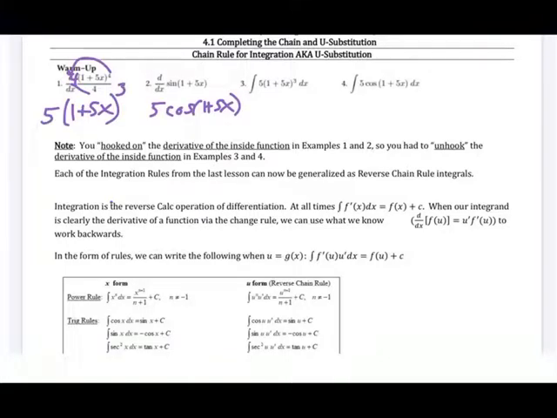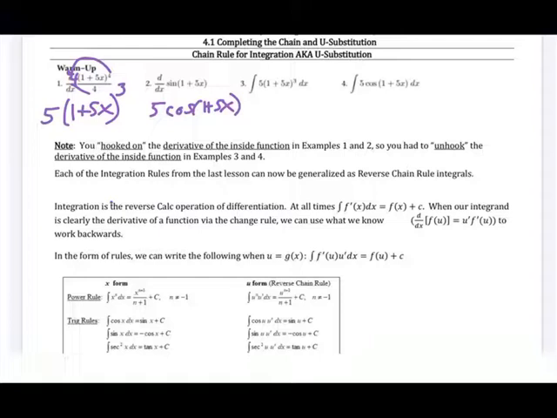So on number 1, the power rule would bring that 4 forward. That 4, after it came forward, would divide out with the denominator. So that would become 1 plus 5x to the third. And then the derivative of the inside, using the chain rule, would be 5. Similarly, on number 2, the derivative of sine is cosine. So cosine of 1 plus 5x, and the derivative of the inside is 5.